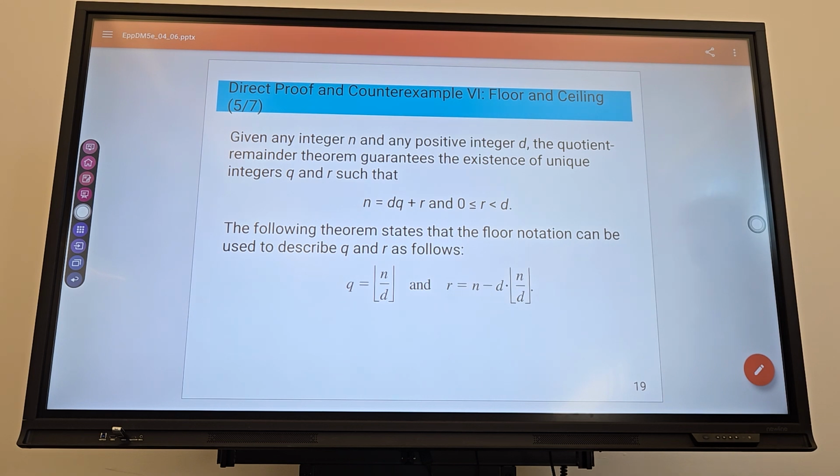Given any integer n and any positive integer d, the quotient remainder theorem guarantees the existence of unique integers q and r such that n equals dq plus r, and r is between 0 and d. The following theorem states that the floor notation can be used to describe q and r as these equations. q equals the floor of n over d, and r equals n minus d times the floor of n over d.